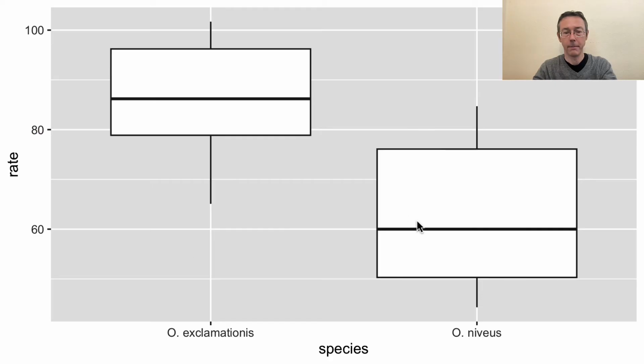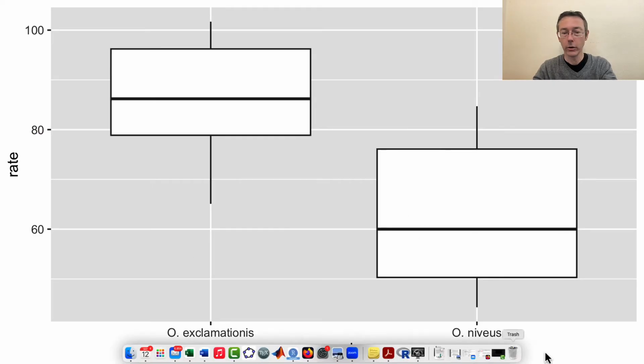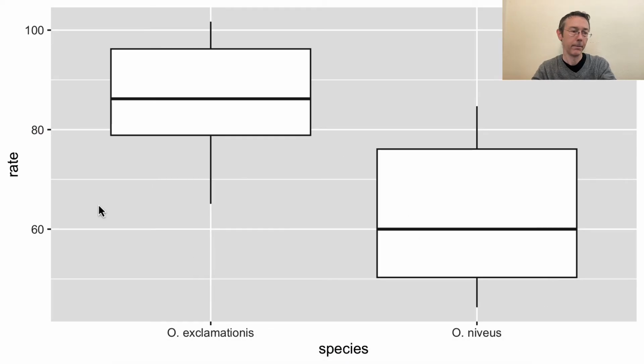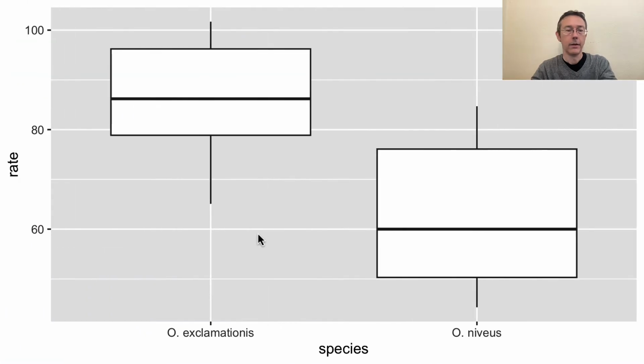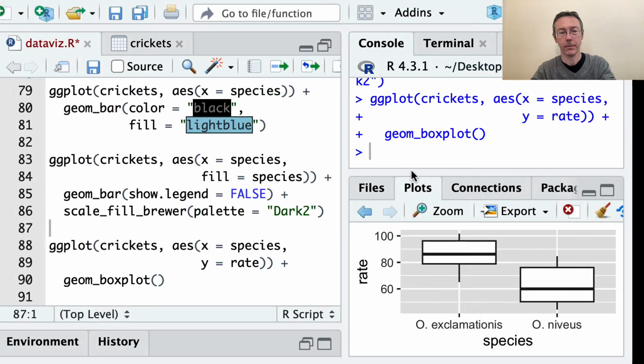And I'll zoom in on that. Again, the categorical variable species is going left and right. The quantitative variable rate is going up and down, just as I said in my aesthetics here. And then it's generated a side-by-side box plot showing the chirp rates for each of these two different groups. Remember, a box plot is a visual representation of your five-number summary. So you've got the minimum, first quartile, median, third quartile, and maximum for each of these two sets.